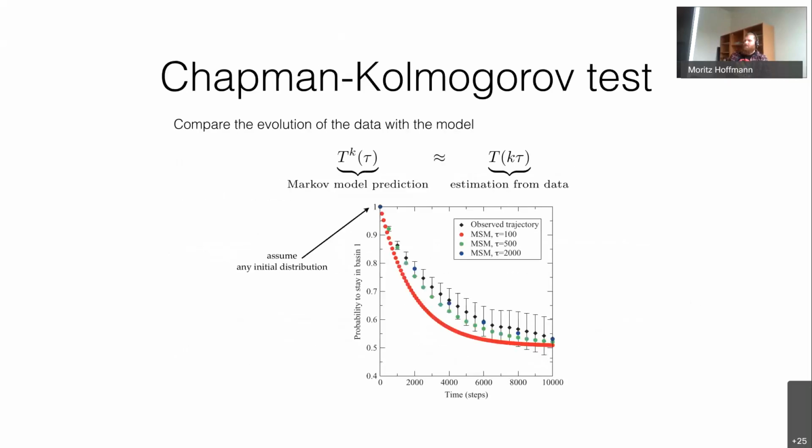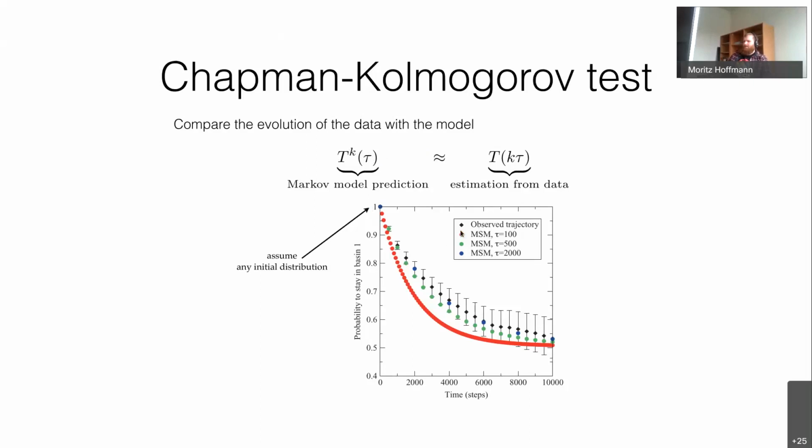So this is the Chapman-Kolmogorov test that I already mentioned. This goes back to the Chapman-Kolmogorov equality. This is now a different notation, so this could be a P, T as a transition matrix, or P as a probability transition matrix. This means that the matrix under lag time tau, taken to the power of k, should be the same as the matrix under lag time k times tau. And this difference we can evaluate.